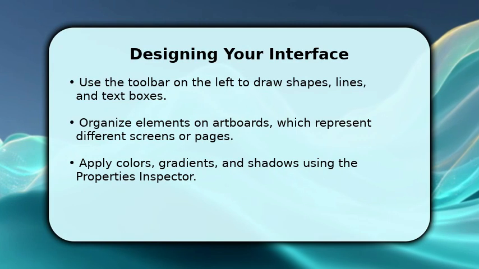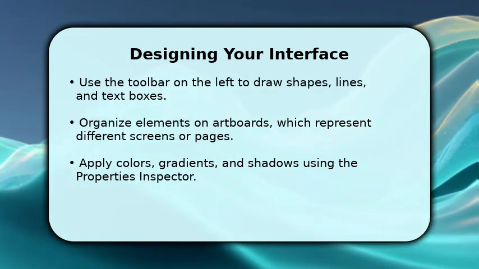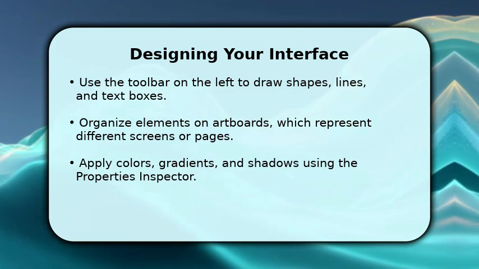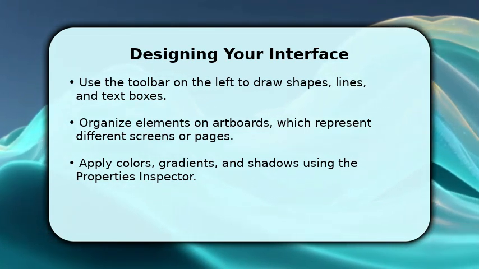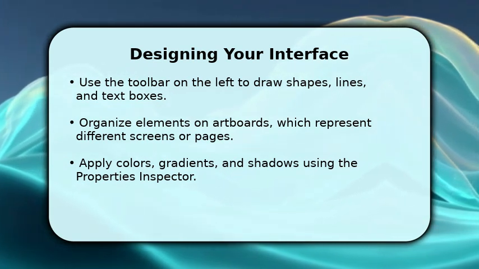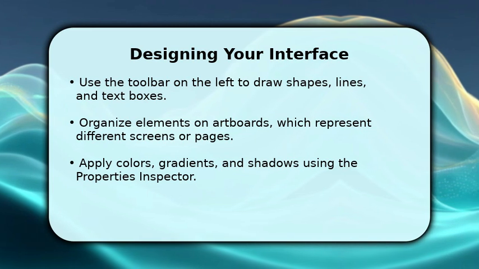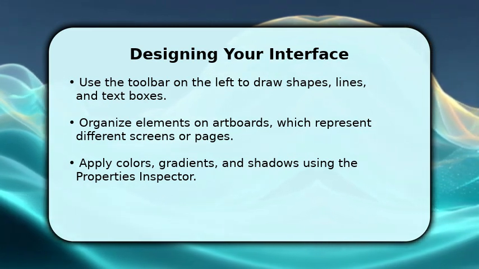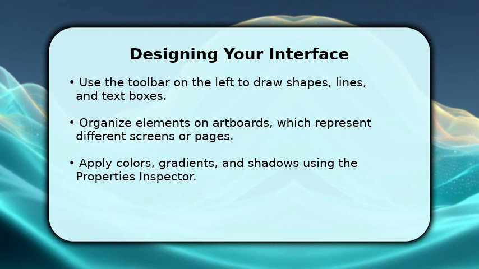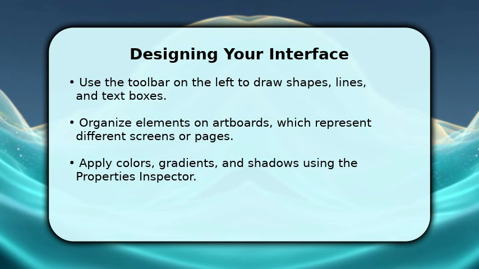Now let's dive into designing. The left toolbar provides essential tools for creating shapes, lines, and text. Artboards are your individual screens. You can have dozens within one project. The Properties Inspector on the right allows you to adjust colors, add gradients, or apply shadows with precise control. For efficiency, create components from frequently used elements, ensuring consistency across your entire project.